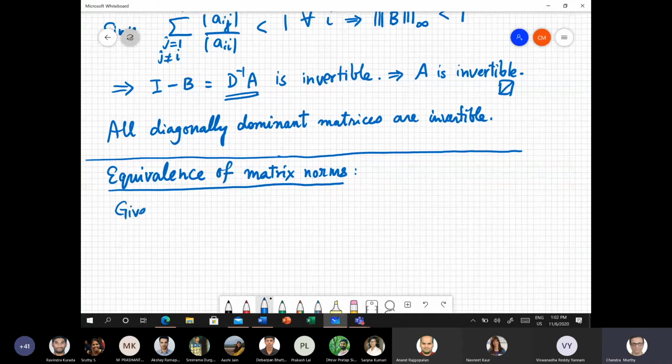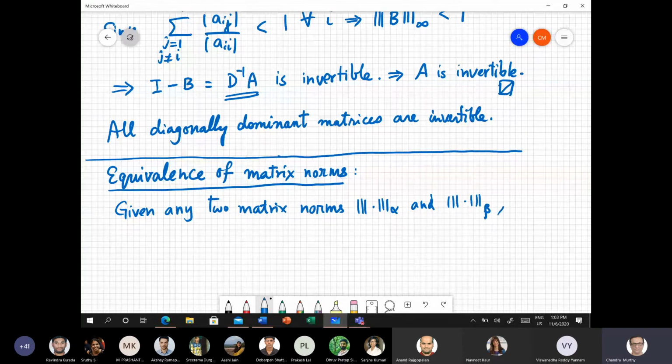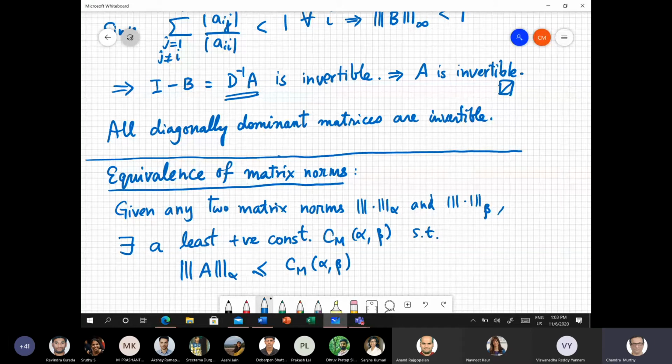So basically, given any two matrix norms, alpha and beta, then there exists a least positive constant Cm of alpha beta such that the alpha norm of A is less than or equal to Cm of alpha beta times the beta norm of A for every A.